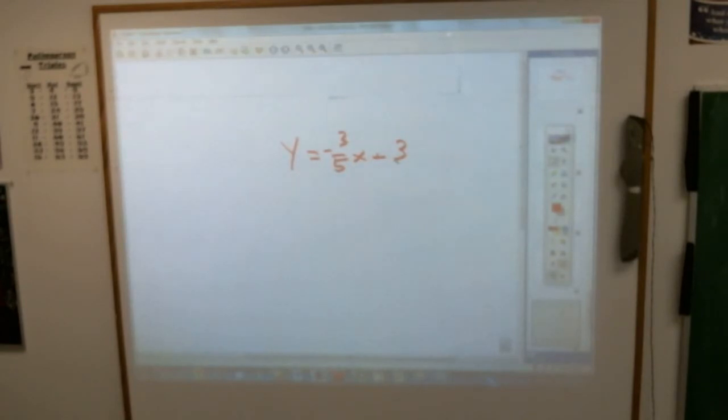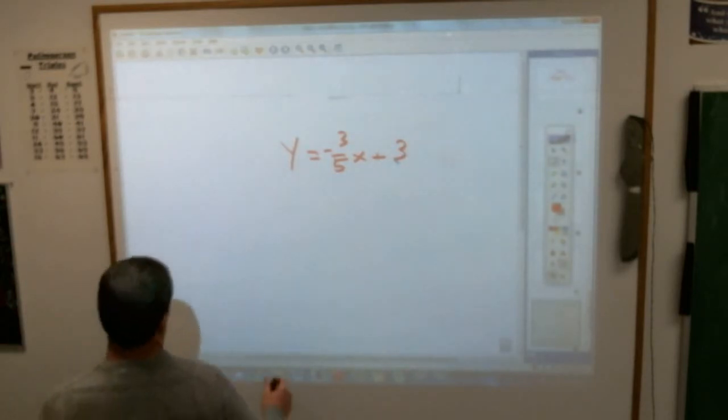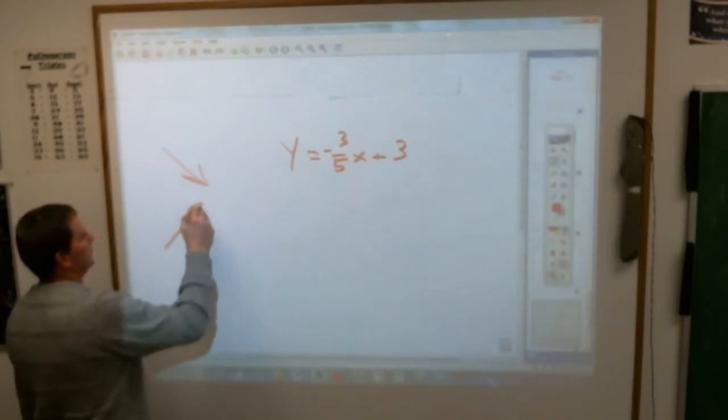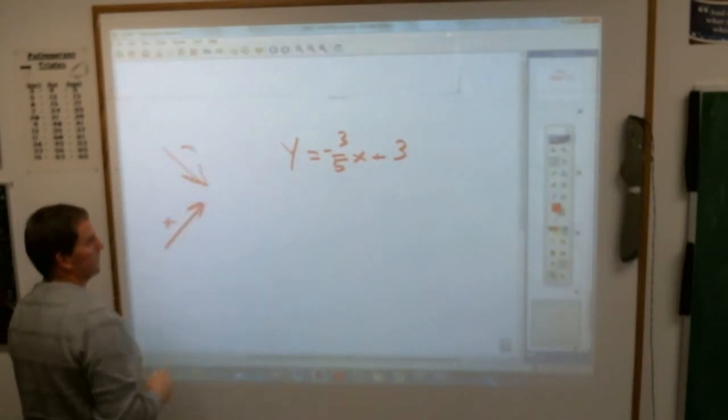Make sure your graph has a negative slope, so it should go downhill. If it's going uphill, then you went the wrong way. A lot of you are going uphill, not downhill. It should go downhill, like the little skier. If it's negative slope, people, the line has to go this way. Positive slope goes that way, negative slope goes that way.